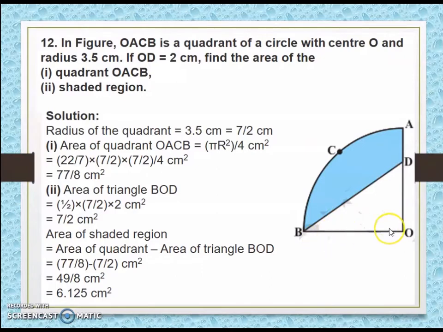So for that you have to find the area of the triangle BOD. So that is half into base into height. Now base is OB, that is 7 by 2. Height is OD, that is 2 centimeters. So with that you will get the area of the triangle as 7 by 2 centimeter square. So the shaded region will be area of the quadrant minus area of the triangle, that is 77 by 8 minus 7 by 2, which is 49 by 8 centimeter square.